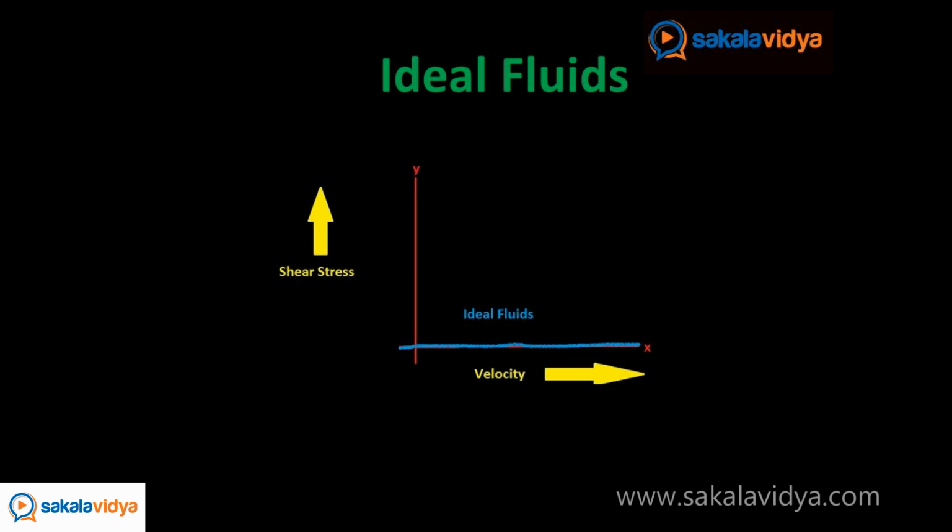If we plot a graph between shear stress and velocity gradient, with shear stress on the y coordinate and velocity gradient on the x coordinate, the ideal fluids lie on the x coordinate. It is very clear that it is indicated with blue lines, which means ideal fluids lie on the x coordinate.